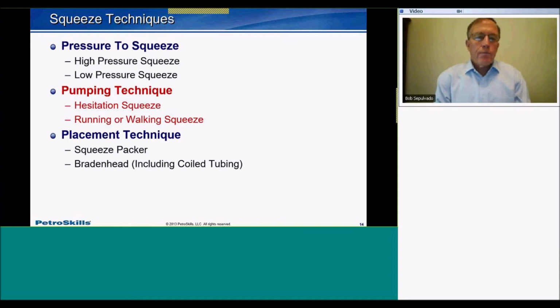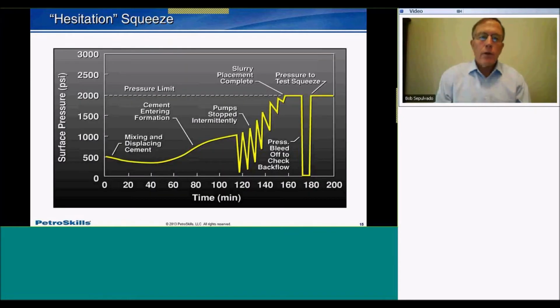Pumping techniques: hesitation squeeze and a running or walking squeeze. Starting with hesitation squeeze. In this particular case, we've got a surface pressure limit set at 2,000 psi. What we do is we begin to mix and displace cement. And at some point, the cement begins to enter the formation, the perforations, and we begin to see an increase in pressure. And ideally, we'd like to see it continually go up.